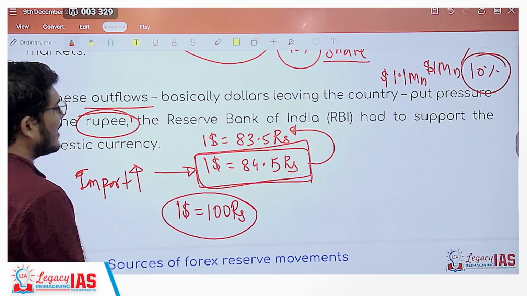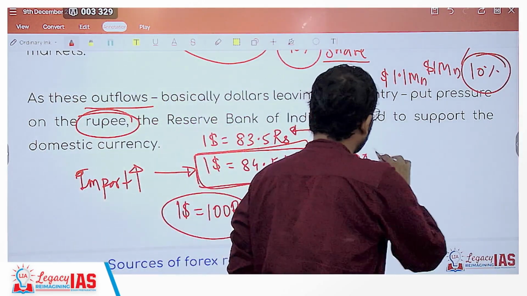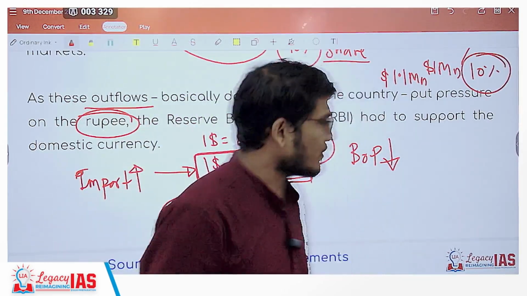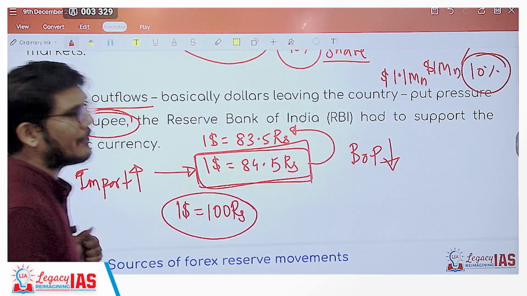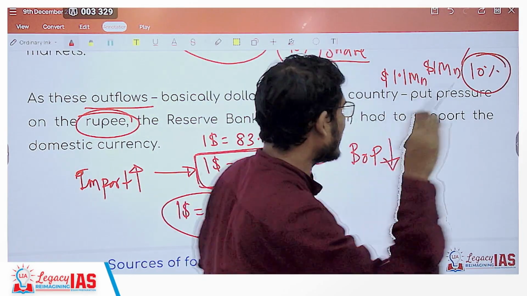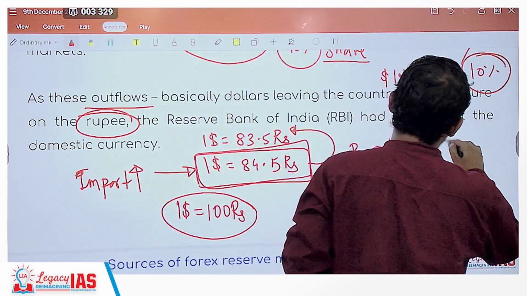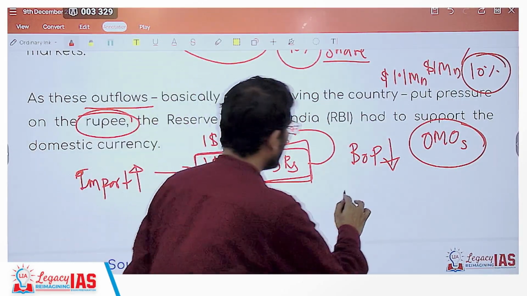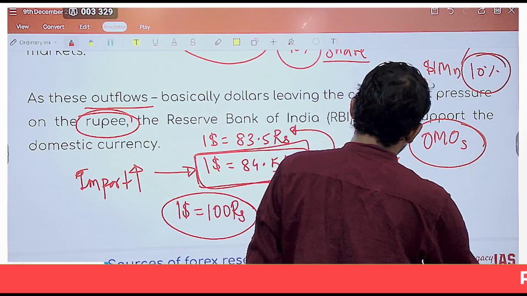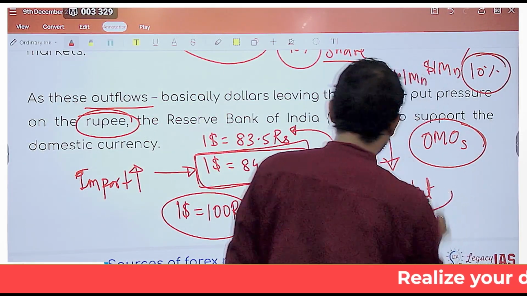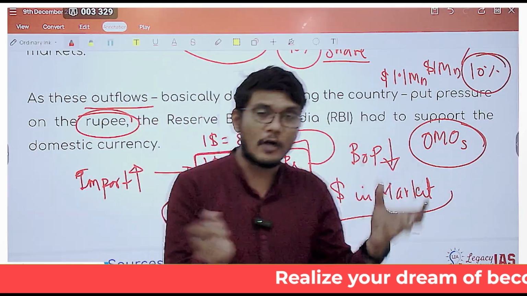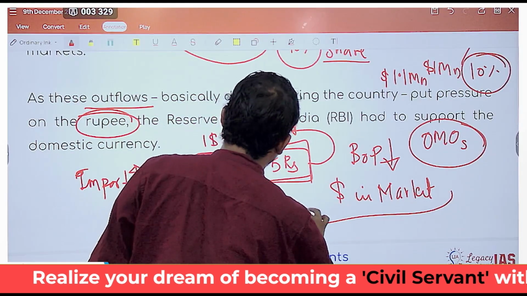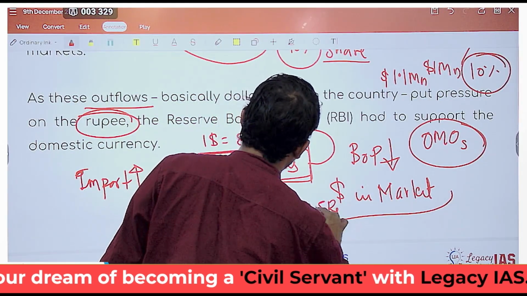When your import bill increases, your balance of payments situation is going to worsen, right? Because import bills will be high. So that is why the RBI cannot let this happen beyond a certain limit. So the RBI has to jump back into the market with its open market operations, and what does it have to do? It has to put dollars in the market. What will happen if the RBI puts dollars in the market? There will be more dollars in the market, and hence the value of the dollar will go down, and $1 will again become somewhere close to 83.5 rupees.